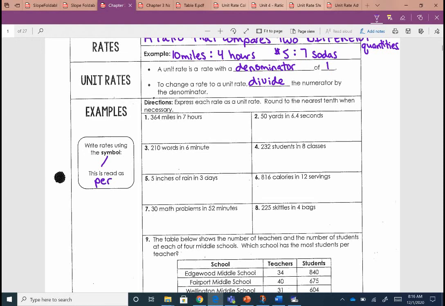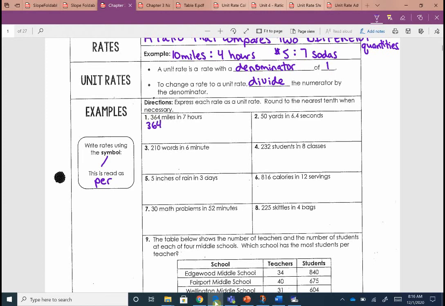So what we're going to be doing, we read our directions. We want to express each rate as a unit rate. Round to the nearest tenth when necessary. So instead of 364 miles in 7 hours, I want to know how many miles I'm getting for 1 hour. In order to do that, we take the 364 miles and we divide by 7 hours.